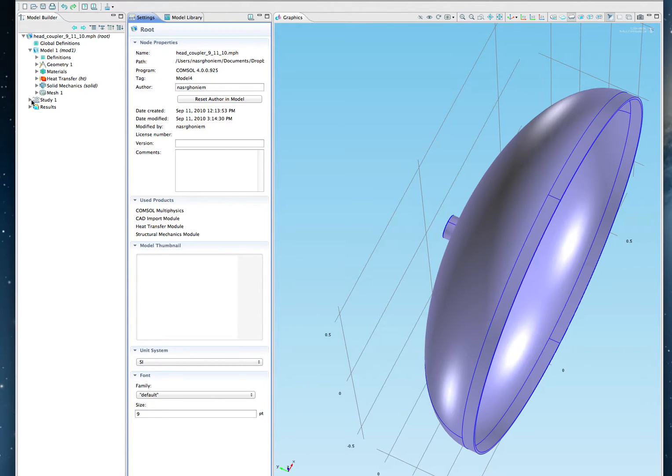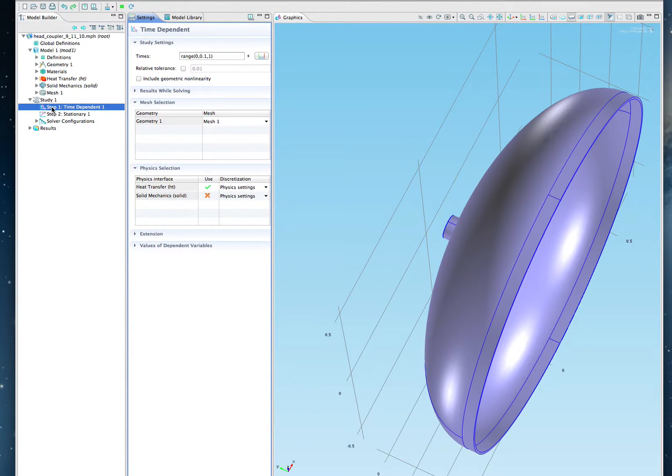Now when I look at the study, the next step is to look at the study. What I am doing is studying two steps. Step one is time dependent. So you choose time dependent, you give it the range of the time from 0 to 1 with a step increment of 0.1, and you study it on geometry 1.